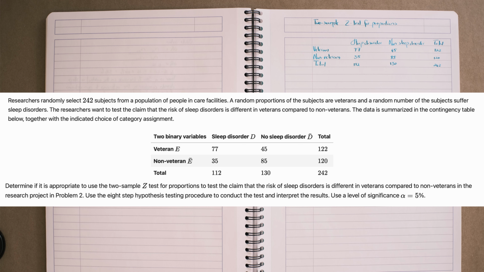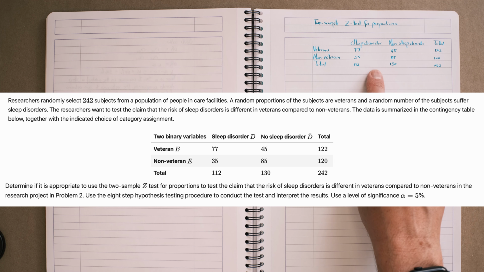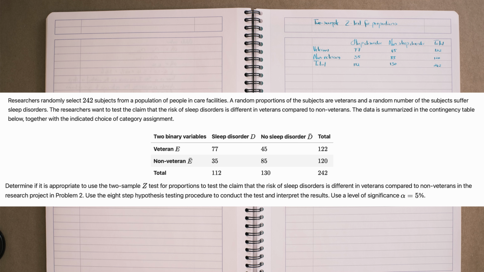It's the same problem as my video where I looked at the risk difference, relative risk, and odds ratios. So have a look at that problem. It's going to be the exact same problem that we're going to state. Researchers randomly select 242 subjects from a population of people in a care facility. Once again, that's a cross-sectional study design. Both whether you're a veteran or non-veteran is random, and whether you have a sleep disorder or not is also random. So a random proportion of the subjects are veterans, and a random number of the subjects suffer from sleep disorders.